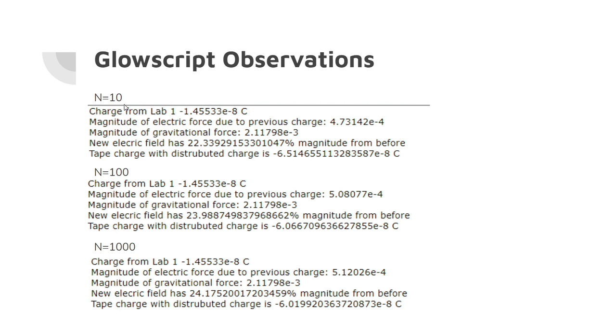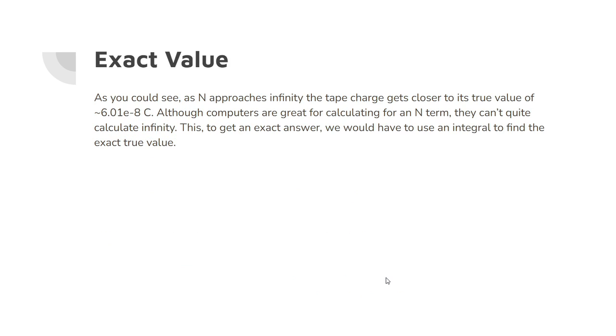So I have n equal to 10, n equal to 100, and n equal to 1,000. And as I increase my value of n, we can see that the tape charge with a distributed charge decreases pretty significantly, at least from 10 to 1,000. And as this continues to increase, we will get closer and closer to a true value. And that true value would be about 6.01 times 10 to the negative 8th coulombs.